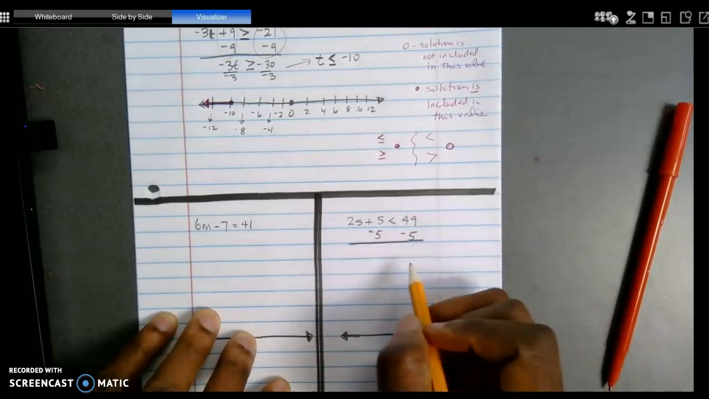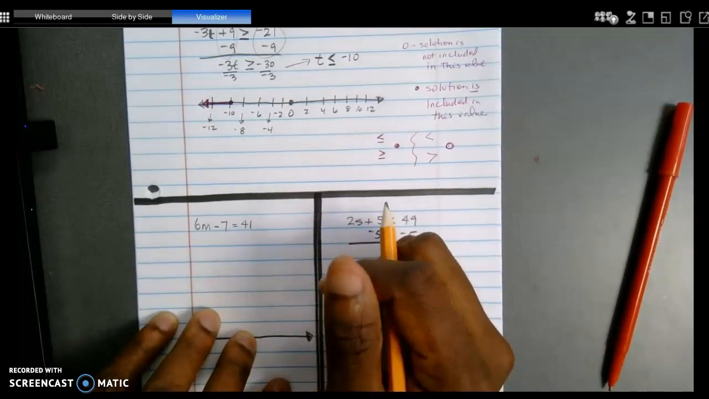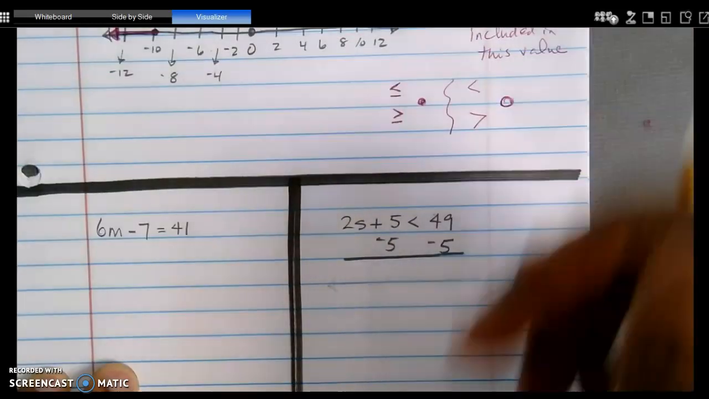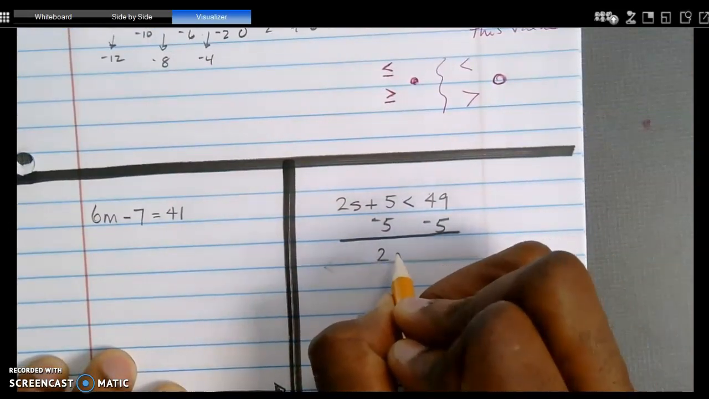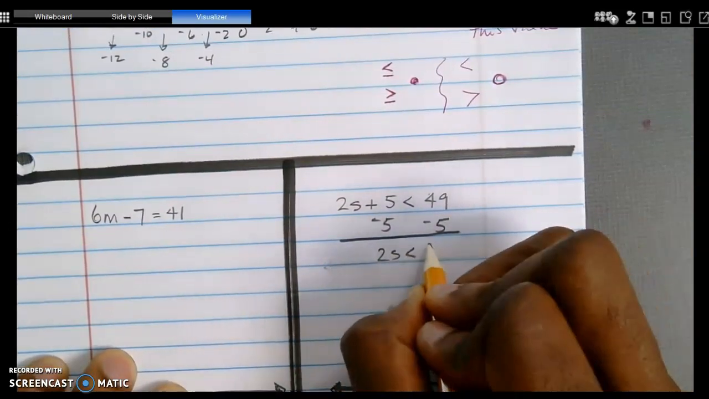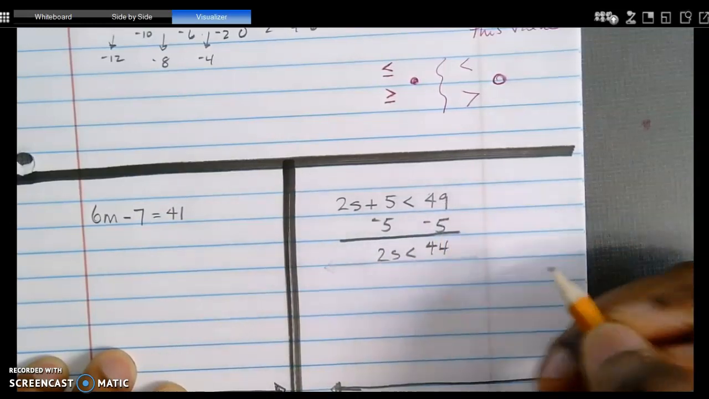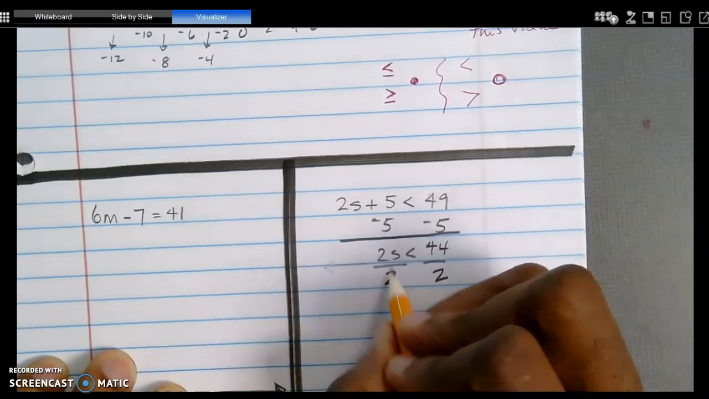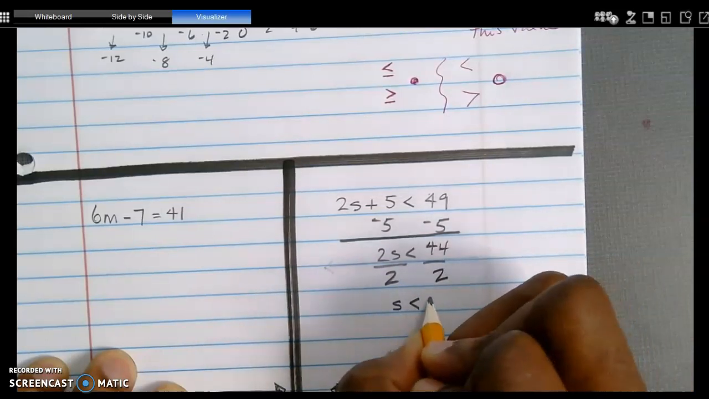Now, if you would like more in-depth information about solving a two-step equation, there are videos in my listing that you would do if you're confused by this. But I'm just going to go ahead and actually solve. That's less than 44, because when I subtract 5 from 49, it gives me 44. I am going to divide both sides by 2 because my coefficient is a 2. This becomes s is less than 22.